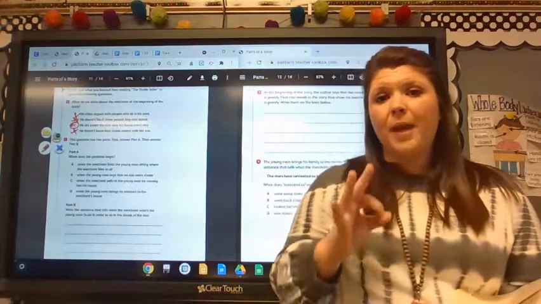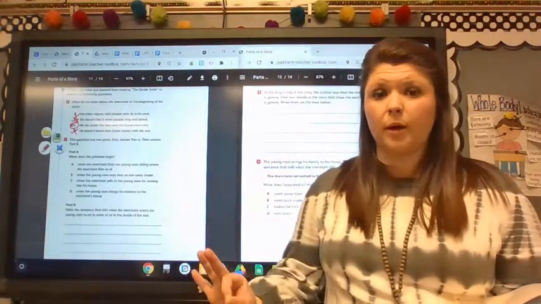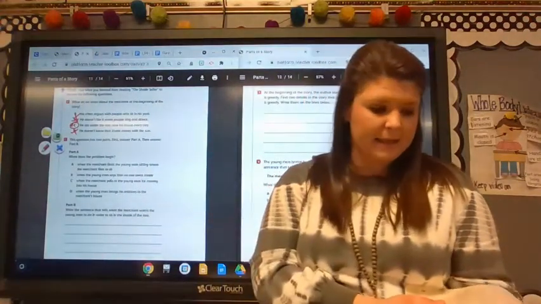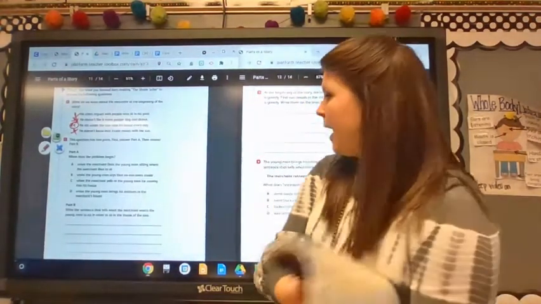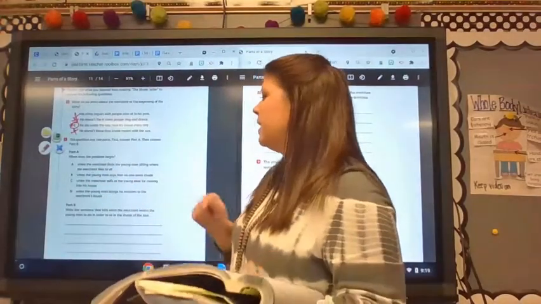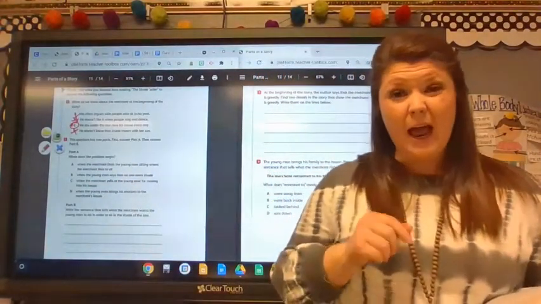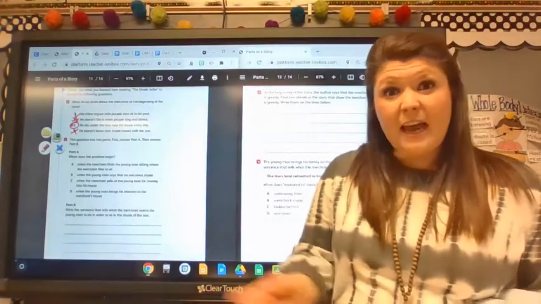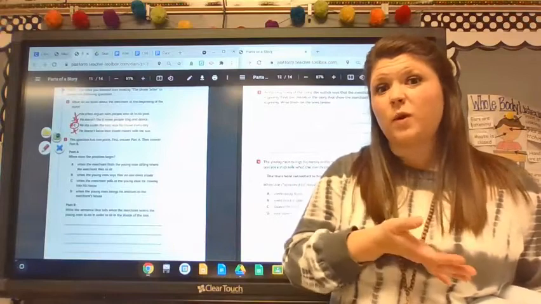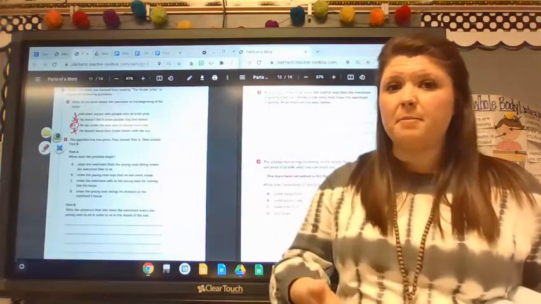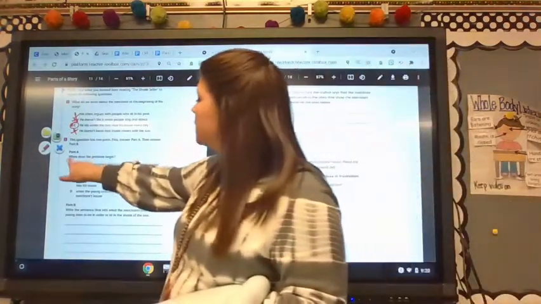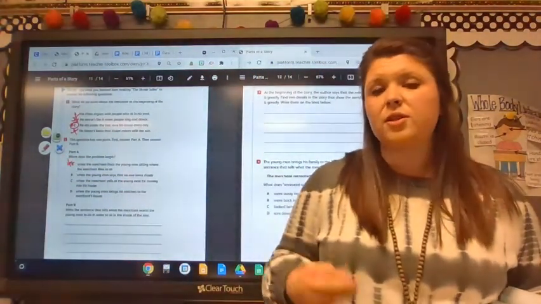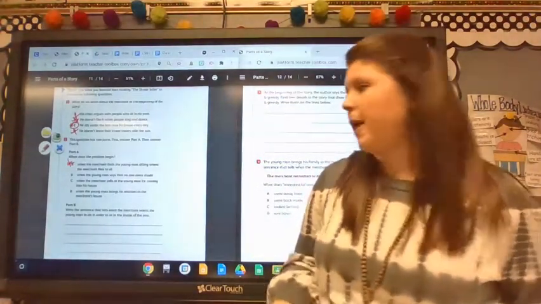We know that the problem happens at the beginning of the story, right? So we have to find out which detail happens at the beginning. Okay? A, when the merchant finds the young man sitting where the merchant likes to sit. Did that happen at the beginning? Yeah, that happened, and then the rest of the story happened after that, right? That's when the merchant made the man buy the shade. So we're going to put a star beside that because that is something that happened at the beginning, but we need to make sure that there's not another choice that could answer the question better.